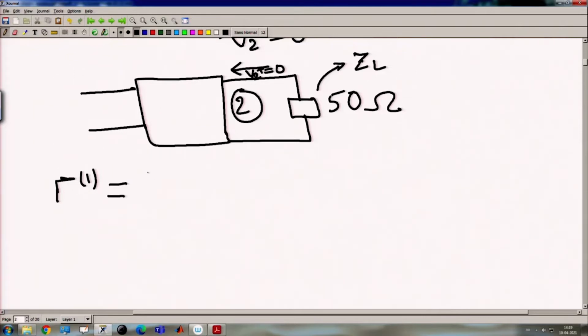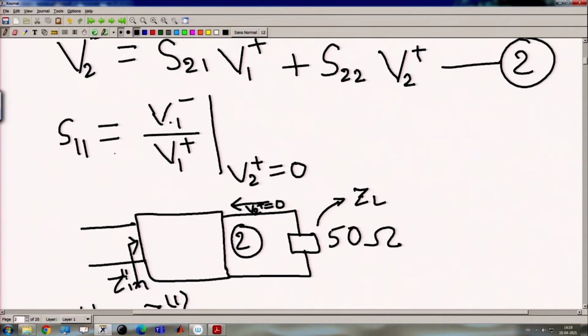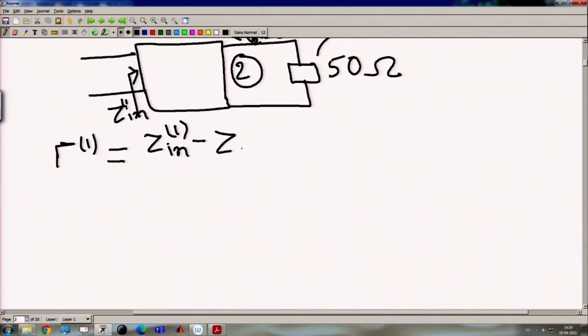So, it can be defined as Z in 1 at port 1, meaning at this port we are seeing the Z in from here, Z in 1 minus Z naught divided by Z in 1 plus Z naught. Here we are measuring this S parameter from the vector network analyzer that has an impedance of 50 ohm, so we have to assume that this side is also 50 ohm. This is when port 2 is terminated, because we are finding out this S11. So, port 2 is terminated with 50 ohm, that means Z naught. So, for this we have to find out the Z in 1.